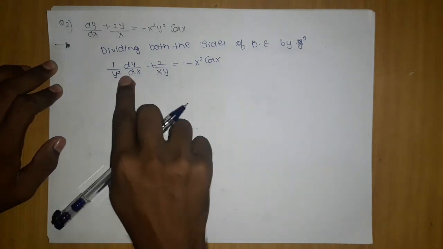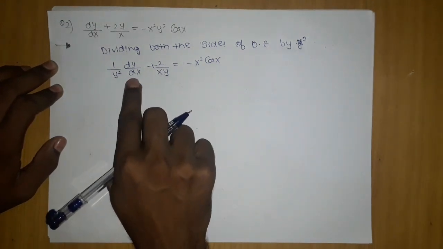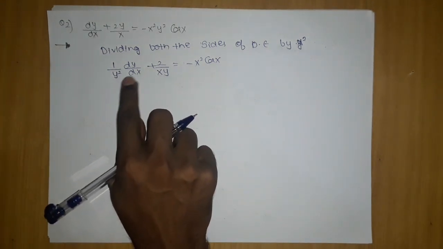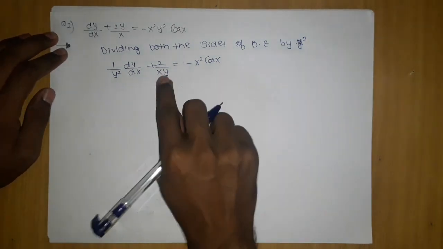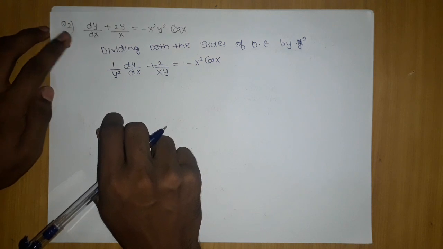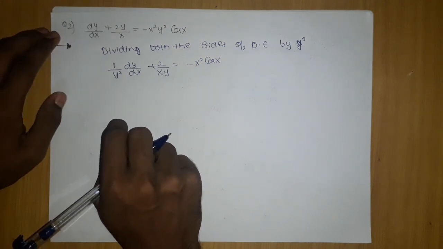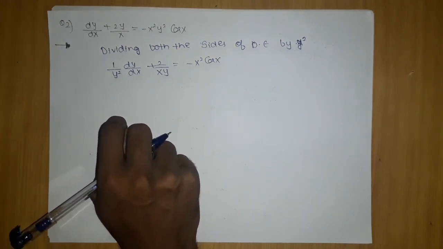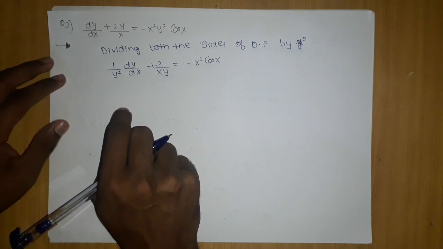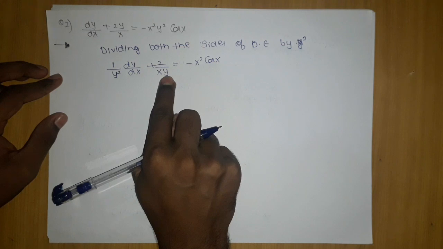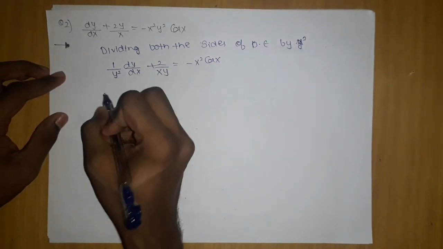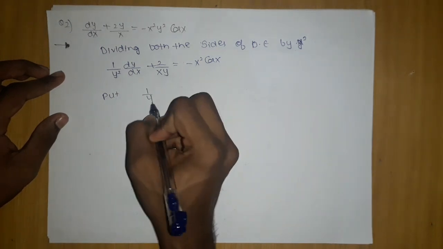Now the coefficient of 1 by y square into dy by dx should be 1, but if you remember we are going to make it 1 by substitution. We know this format is nothing but f dash y into dy by dx plus f of y into y equals q of x. So we know 1 by y is nothing but our f of y. So put 1 by y equals v.